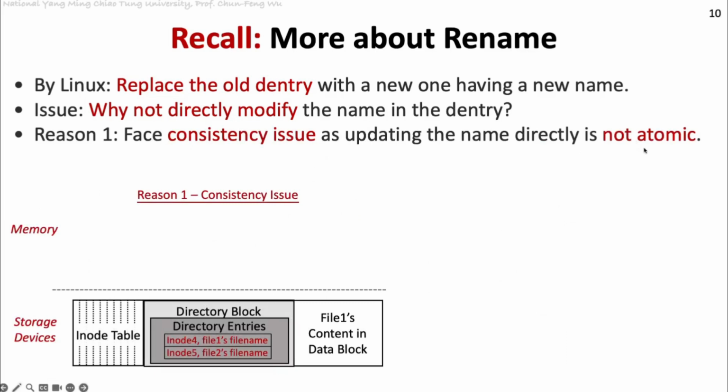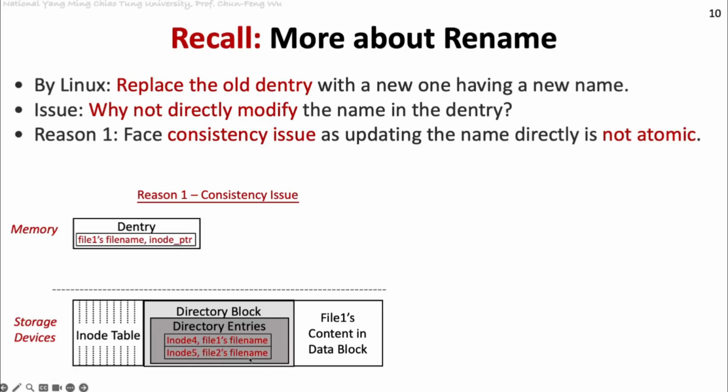This is a toy example. Here is a storage device, and there is an inode table, and there is a directory block. Inside there are directory entries: inode 4, and what is the file name for file 1? And inode 5 is for file 2, so what is the file name for file 2?